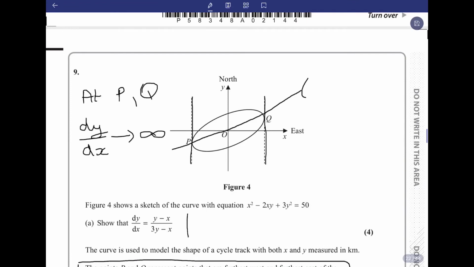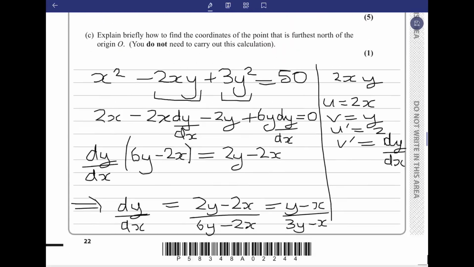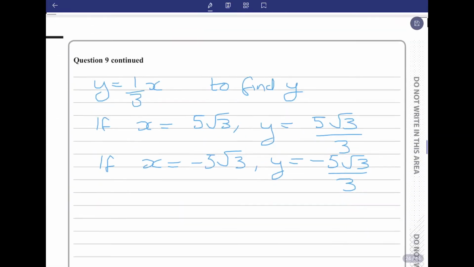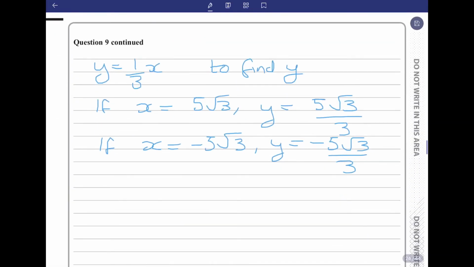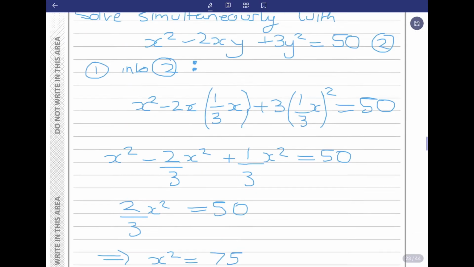Note that we were asked to find the coordinates of P, and in P both x and y are negative. So therefore we ignore these two solutions and we use these two. So we get, therefore, P equals (minus 5√3, minus 5√3/3). So that's the answer for part B.